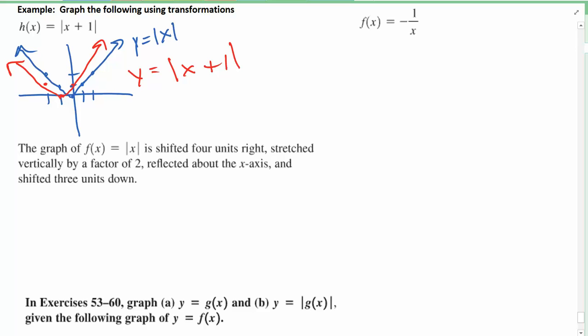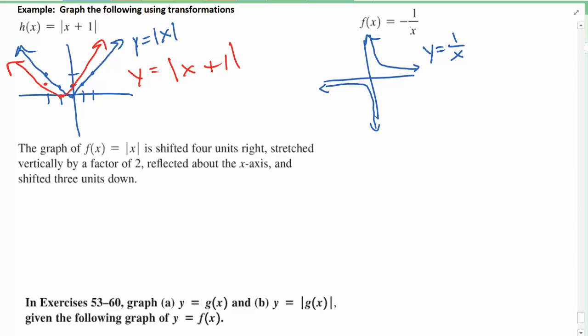Okay, this is going to take your original function, which I'll do in blue, which is your parent function, 1 over x, the basic function, which is called the reciprocal function. It looks like this. That's your graph of 1 over x. This is y equals 1 over x.